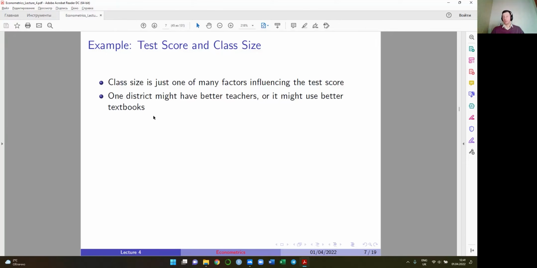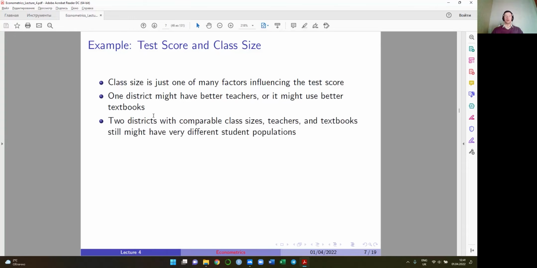It might use better textbooks that are more appropriate for this test. Even if you have two districts with comparable class sizes, with similar teachers, with similar textbooks, they might have different student populations. Exactly what Arina said about the equality of people.